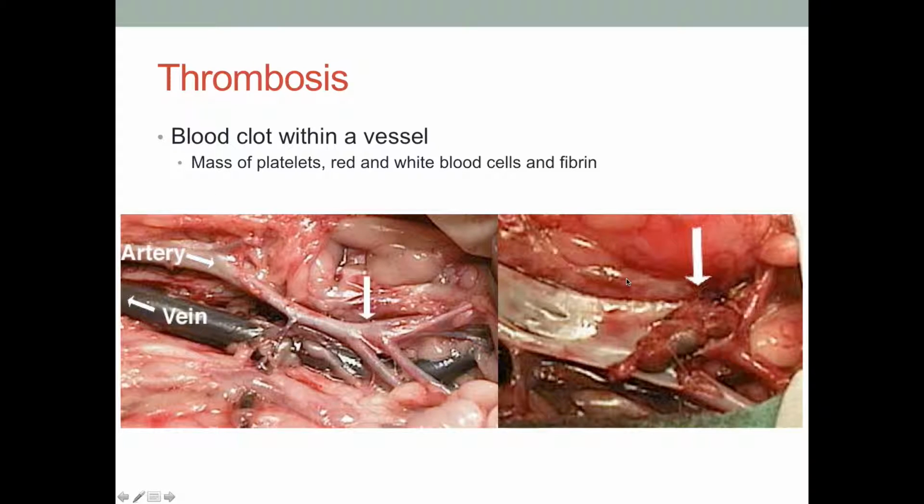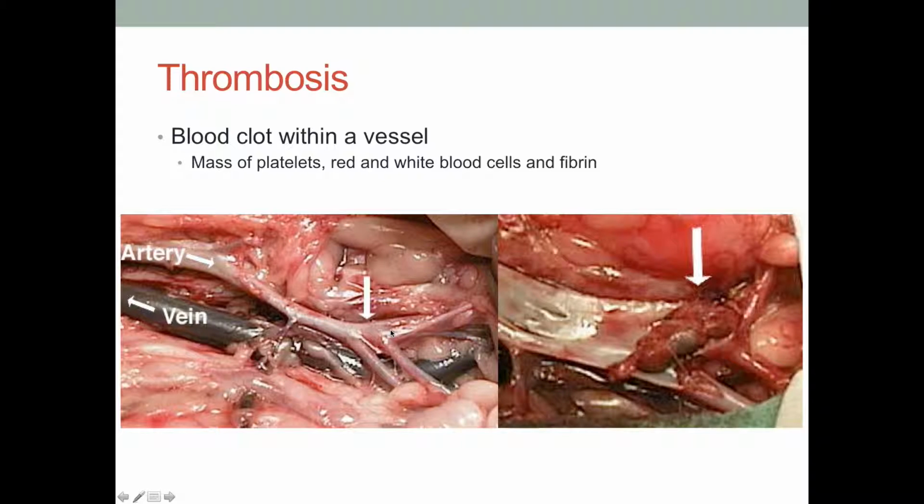This is actually a picture from a veterinary surgery. This is from a German Shepherd. They get the same type of thrombus development that humans do, and they're treated similarly. What I want you to notice is that within this artery, it's impossible really to tell from the outside that there's anything abnormal going on.